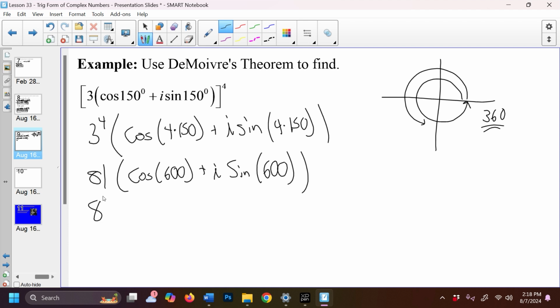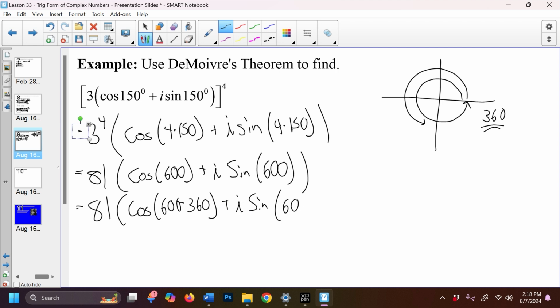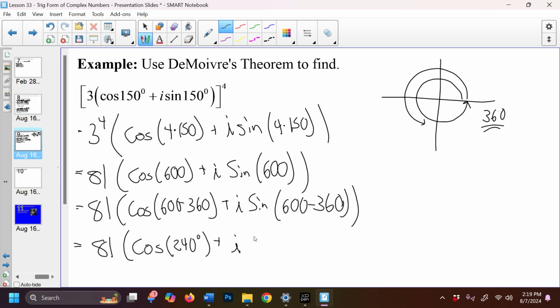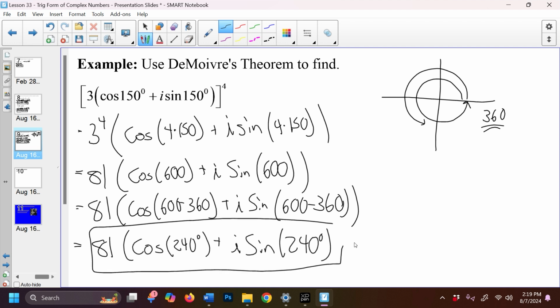So we'll have, and I should have equals at each of these, the cosine of 600 minus 360 plus i sine of 600 minus 360. And that'll give me a final answer. 600 minus 360 is 240 degrees, so we'll go cosine 240 degrees plus i sine of 240 degrees, put a box around that one, and say that we are finished.